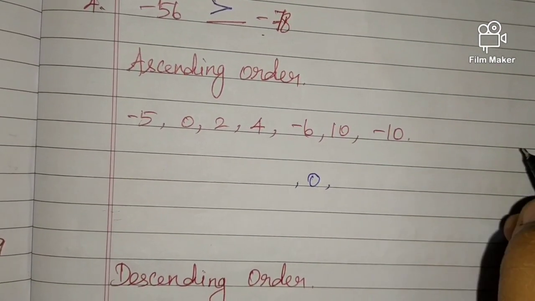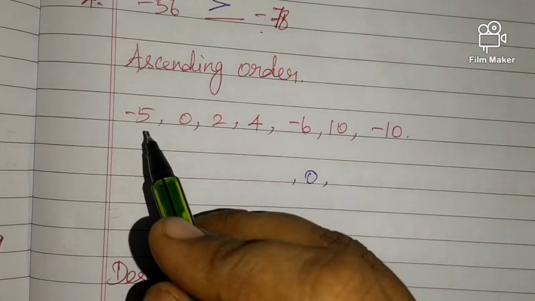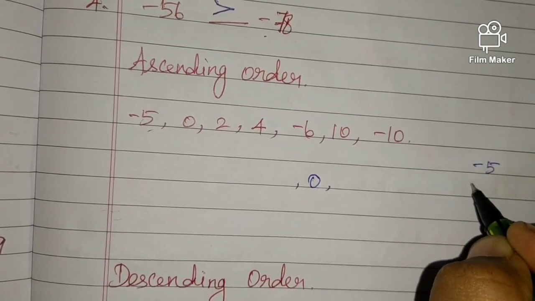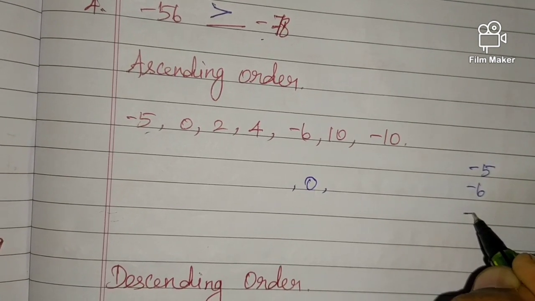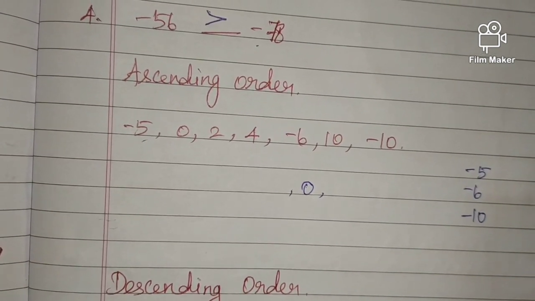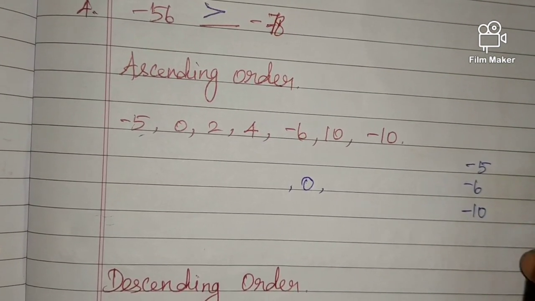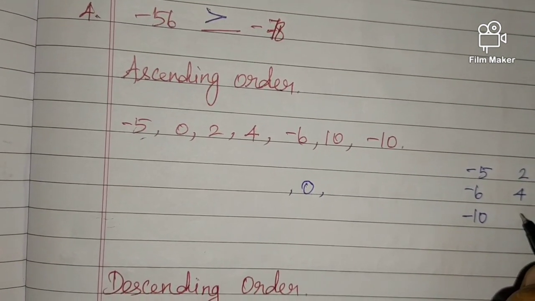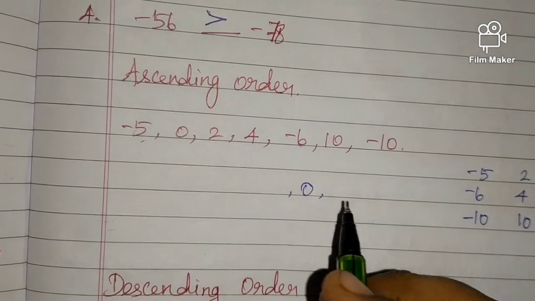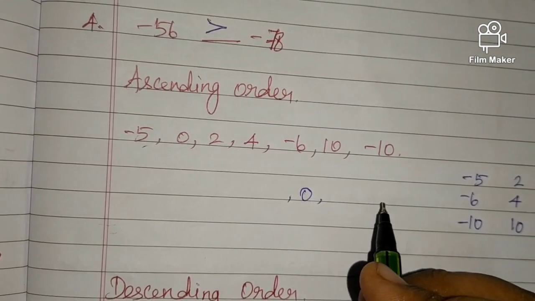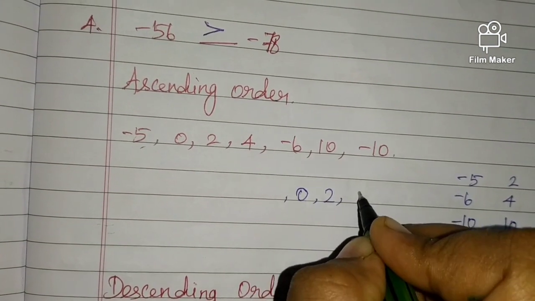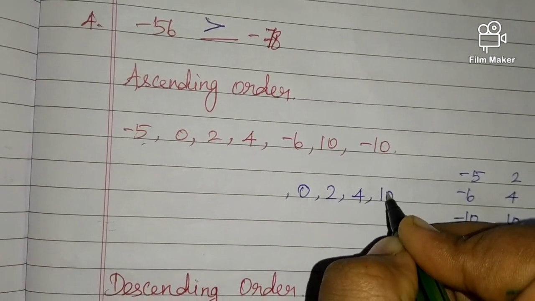So you just write, what are all the negative numbers they given? 1, minus 5, minus 6 and minus 10. Here, what are all the positive numbers they given? 2, 4 and 10. First we just write the positive numbers. So which is the smallest positive number? 2. After that 4. After that 10.